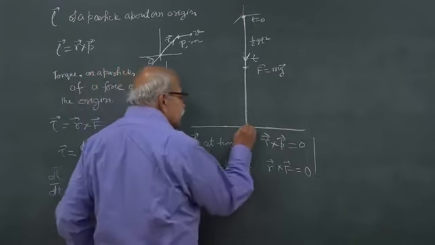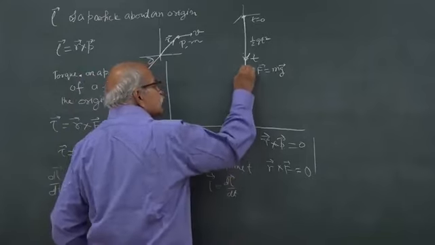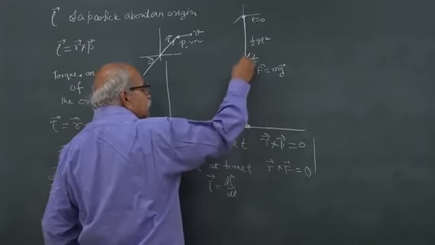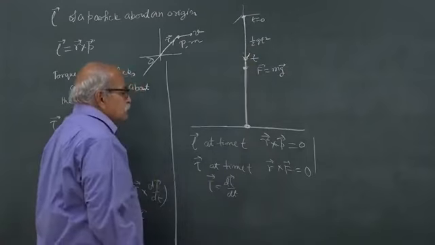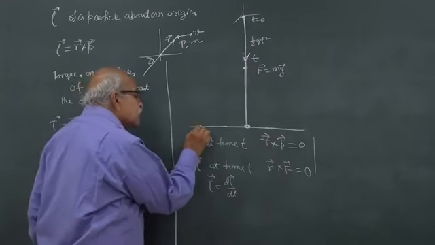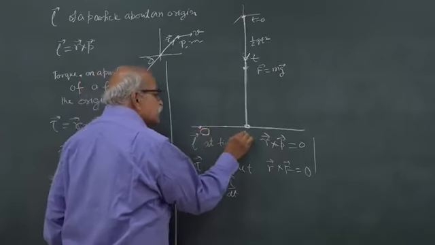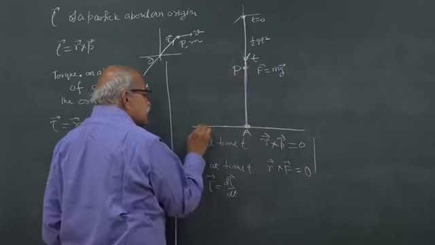If you take your origin here, same story. This is the r vector, and this is the F vector, and this is the p vector. So, same story. What if I take the origin somewhere here? Let us say this is a point O, and this is point A, and this is point P, and my origin is here.